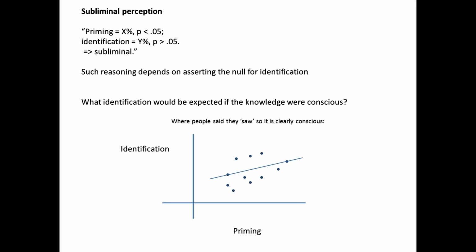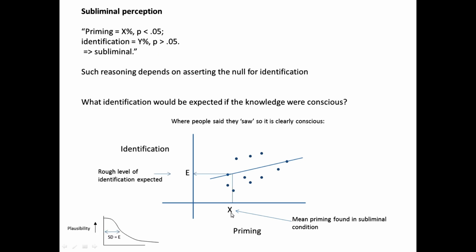So if we wanted a really scientifically informed answer to the question, we better do an experiment where people say, for example, they saw the stimulus, so we know it was conscious, and then we can find a relationship between identification and priming in the conscious case, where we have some evidence it is conscious because, say, people said they saw it. And then we can say, well, the priming was X in the subliminal case, so how much identification should be there if it were conscious?